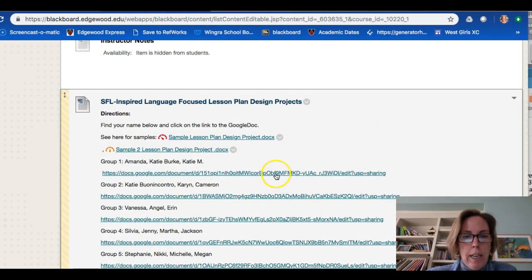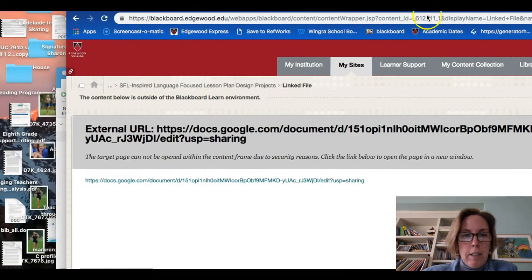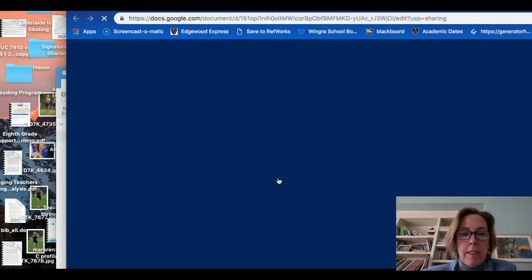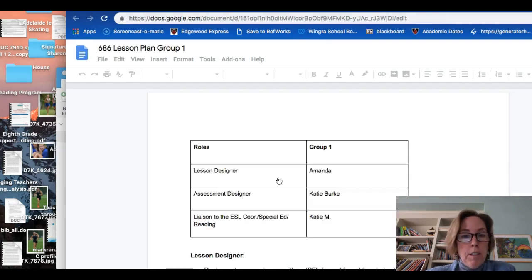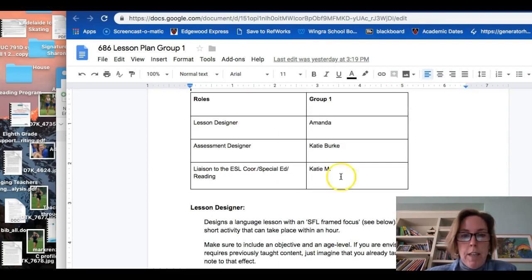So let's take a look at one of these. It's a little clunky, doesn't go right there. So you have to re-click. And I did the shareable link, so you should have access. So I put you in, I've given you your roles, and let's look at the different roles. And they're all here.